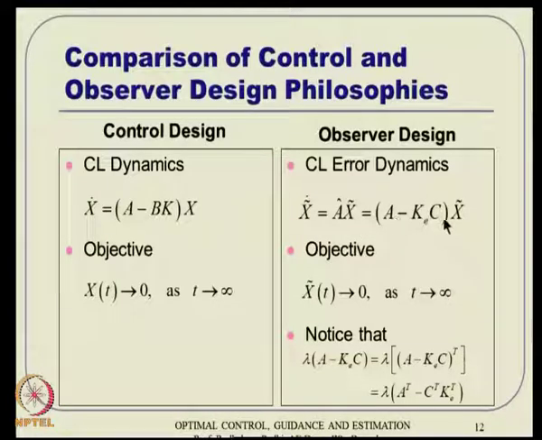And if you substitute for a, that is what you get. So, if you look at this expression, x dot equal to A minus B K into x, and here x tilde dot is A minus K C into x tilde. Here the objective was x should go to 0, and here the objective is x tilde should go to 0. They have similar system dynamics and similar objectives.